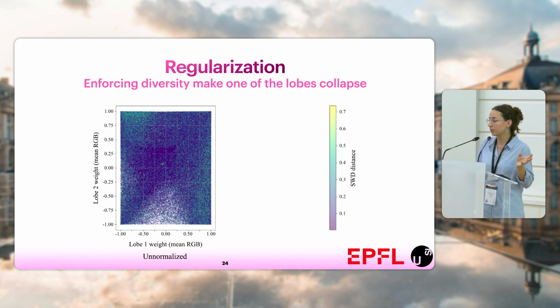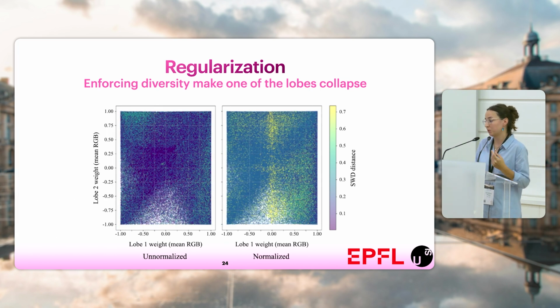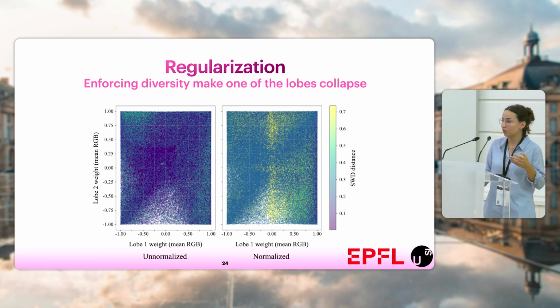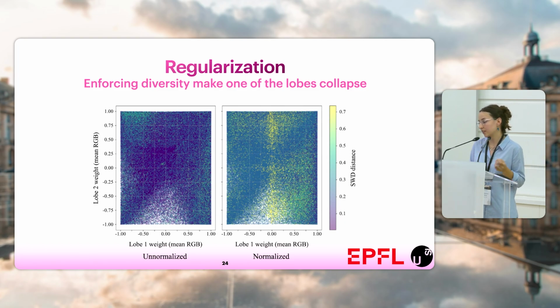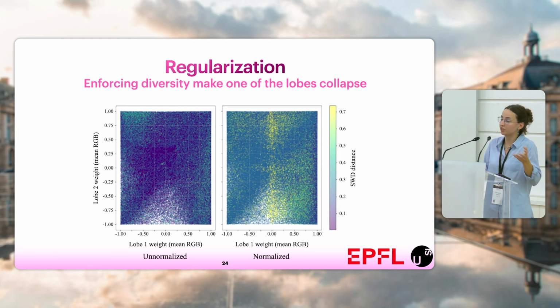Without the regularization, most primitives have similar functions, as indicated by the darker color of the spherical Wasserstein distance between them. And after introducing the regularization, the distance between the lobes increases, which is reflected by the brighter colors and indicates greater diversity. However, we also observed that with increased diversity, the additional lobe collapses instead of learning a complementary representation, and as a result, the reconstruction quality does not improve, and the representation degenerates to a unilobe setting.